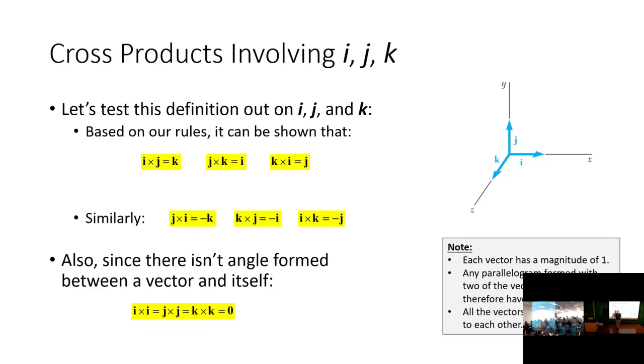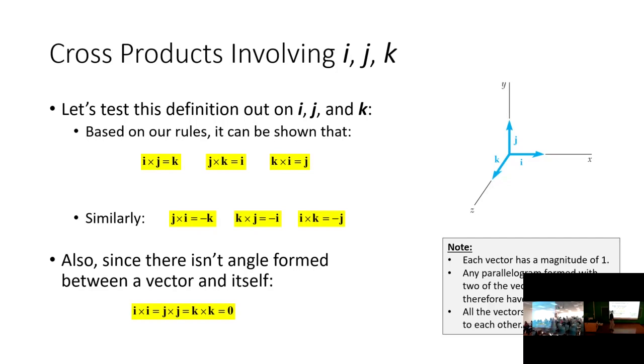It'd be 1, right? Because it would just be a square, right? It would be a square that's 1 by 1. So if I cross any one of these two vectors that are opposite one another, so for example, let's look at I cross J. I cross J has a magnitude of 1.